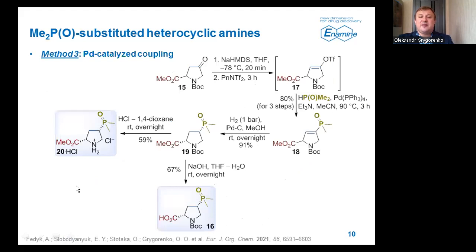Moreover, we applied the same method for the synthesis of these very interesting proline derivatives bearing the dimethyl phosphine oxide moiety. What is interesting here is that the reduction step was completely diastereoselective, and the corresponding products were obtained as cis isomers with high efficiency.